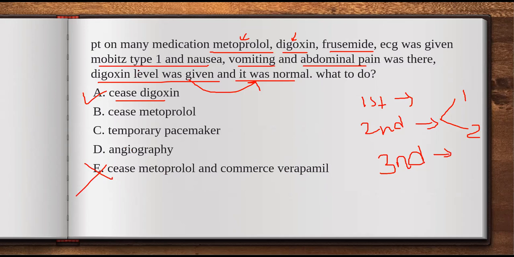Angiography is not important for a block patient. Temporary pacemaker is indicated for second degree type 2 and third degree heart block. But for type 1, temporary pacemaker is not an option at this time.